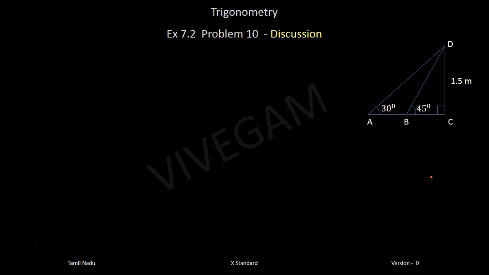Next, take this smaller triangle BCD, go by the same relationship. So tan 45 will be 1.5 divided by BC.